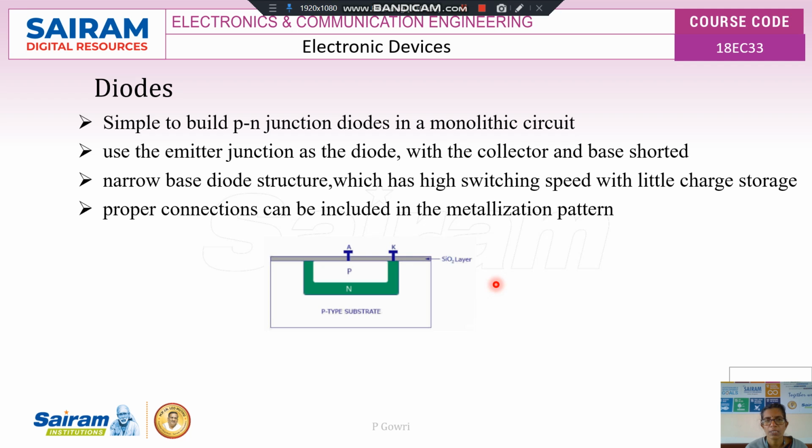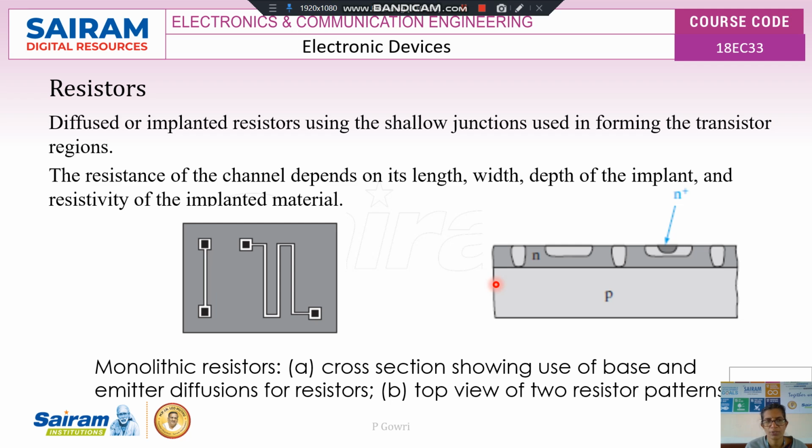The next device we will be discussing is resistors. Resistors, otherwise called diffused or implanted resistors, use the PN layers, the shallow junctions used for transistor formation. We know that any semiconductor material, whether P material or N material, has its own resistivity property based upon the doping concentration. The more the doping, the less the resistivity.